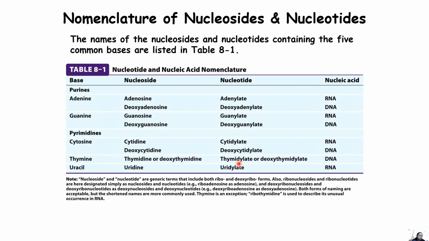If we talk about the nomenclature of nucleotides and nucleosides, it's given over here. What are the different nomenclatures, how they are called when they are in the nucleoside form, and how they are called in the nucleotide form. Okay. Nucleoside and nucleotide are generic terms that include both ribo and deoxyribo forms. Also, ribonucleosides and ribonucleotides are here designated simply as nucleosides and nucleotides. Okay, and deoxyribonucleosides and deoxyribonucleotides as deoxynucleosides and deoxynucleotides. Both forms of naming are acceptable, but the shortened names are more commonly used. Thymine is an exception. Ribothymidine is used to describe its unusual occurrence in RNA.